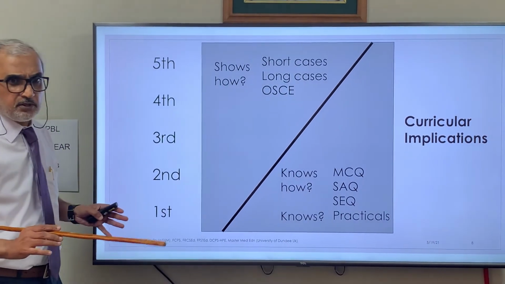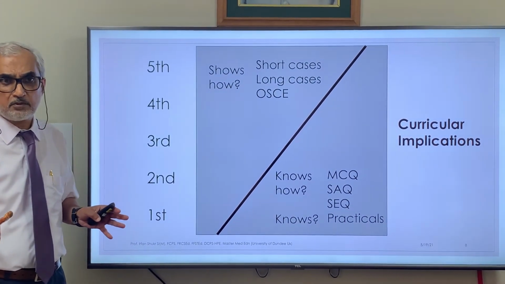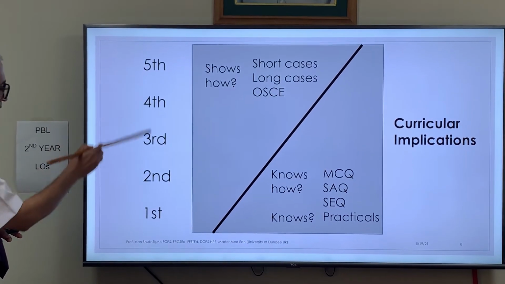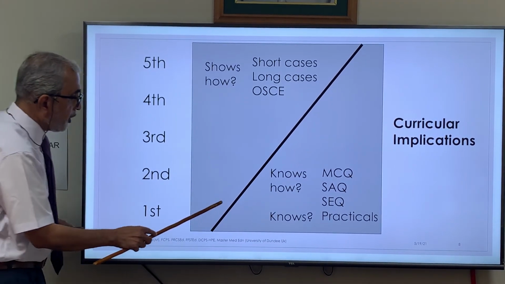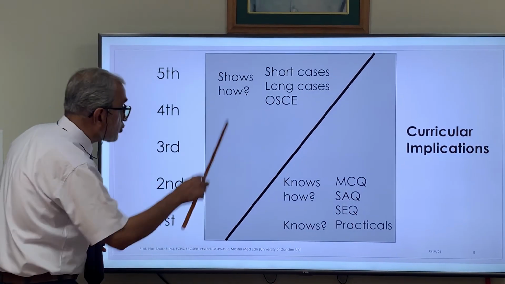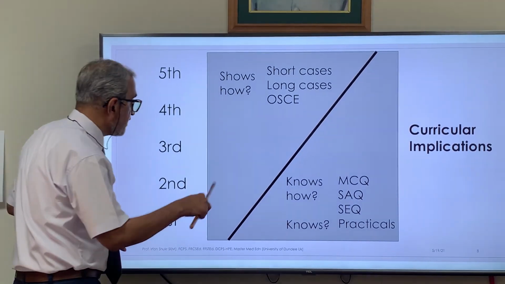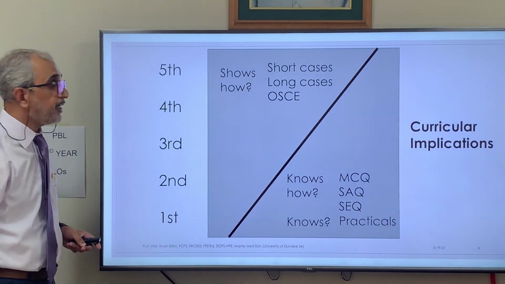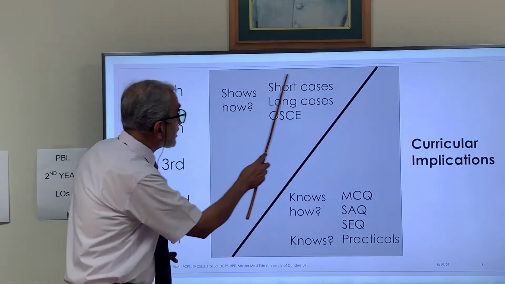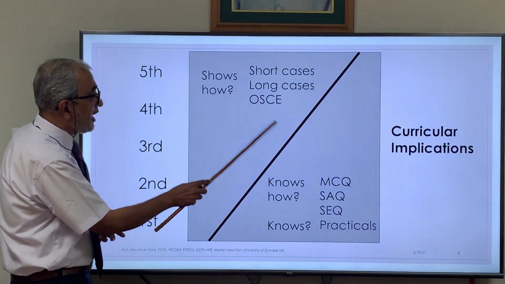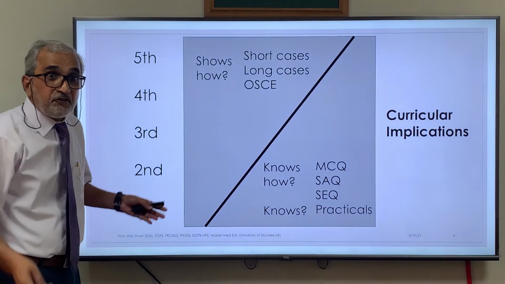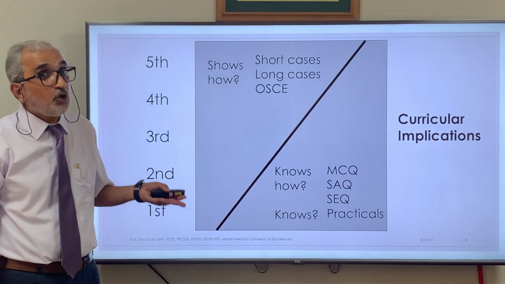The curriculum implication should have become obvious to you by now. Therefore, as we go from first year, second year, to the final year of MBBS, in the initial years the predominant emphasis is on knows and knows how, and there is also a small component of shows how, which is more in second year, more in third year. Whereas in fourth and final year, there is more emphasis on shows how, and a major component is shows how, and a small component of the others. If you reverse this, you're not assessing the students well.